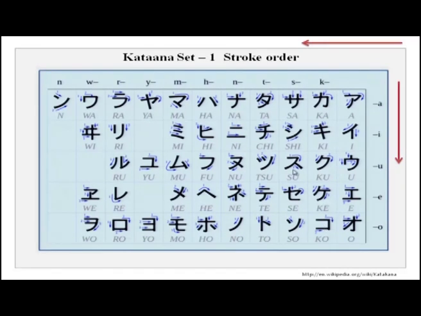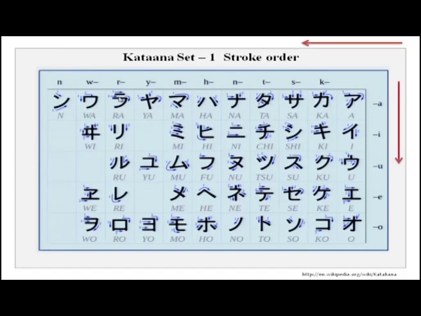So, well, it is the same: a, i, u, e, o, ka, ki, ku, ke, ko, sa, shi, su, se, so, ta, chi, tsu, te, to, na, ni, nu, ne, no, ha, hi, fu, he, ho, ma, mi, mu, me, mo, ya, yu and yo. Well, these two are missing in both hiragana and katakana, because it is very similar to this sound. So, thus it has been left out.